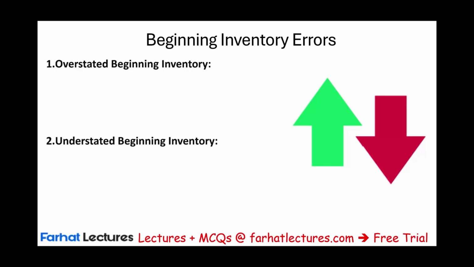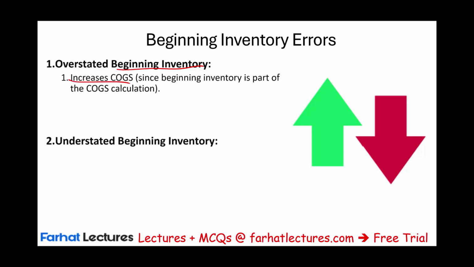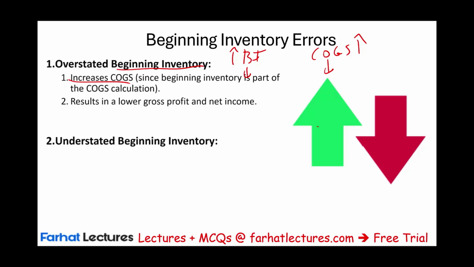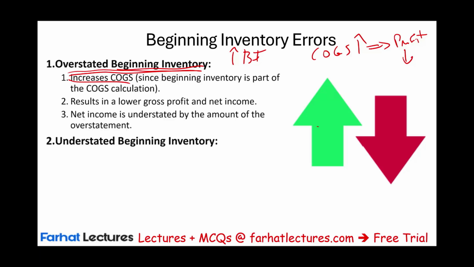Let's summarize beginning inventory errors, which we did, but let's do it one more time. Again, the reason I emphasize this, because if you know this inside out, how inventory error affects income, it's going to make your life much, much easier down the road. So, overstated beginning inventory, increased cost of goods sold. Remember, beginning inventory and cost of goods sold, they work the same way. If one goes up, the other one goes up. If one goes down, the other one goes down. Results in a lower gross profit and net income if beginning inventory is overreported. So if beginning inventory is overreported, cost of goods sold is overreported, profit is lower. It means income and profit is lower. Net income is understated by the amount of the overstatement.